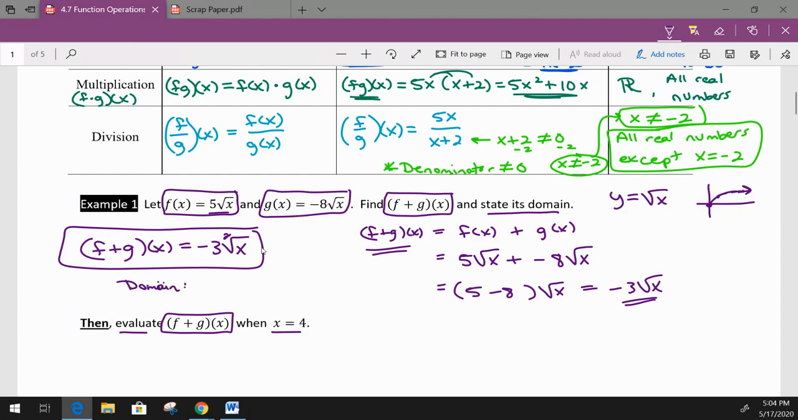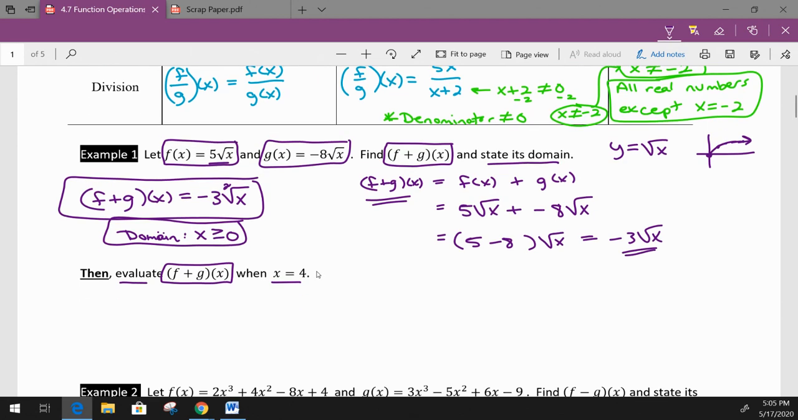So we want to state that our domain is going to be everything that's to the right of 0, but also includes 0, because you can take the square root of 0. So you would say x is greater than or equal to 0. So if it cannot be negative, but it can be 0, and it can be anything positive, then your domain is x greater than or equal to 0. All right, so now that we've found our new function, f plus g of x, and our domain, we are now going to use our new function, f plus g of x, when x equals 4.